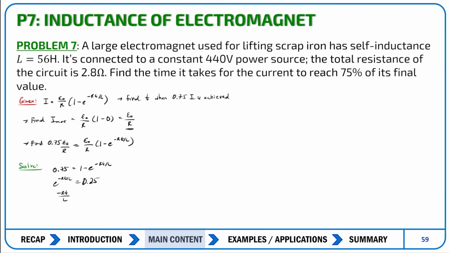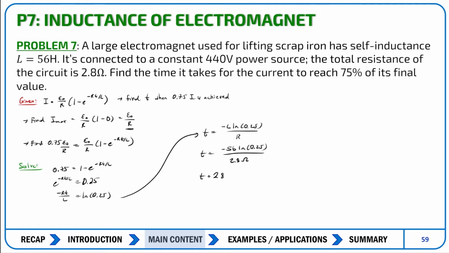We can take the natural log and get ln of 0.25. Then we have t is equal to minus L ln of 0.25 divided by R. And t is going to be minus 56 ln of 0.25 divided by R, which is 2.8 ohms. And that is going to give us 28 seconds as our final answer.